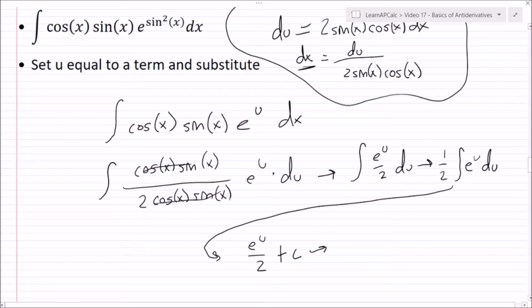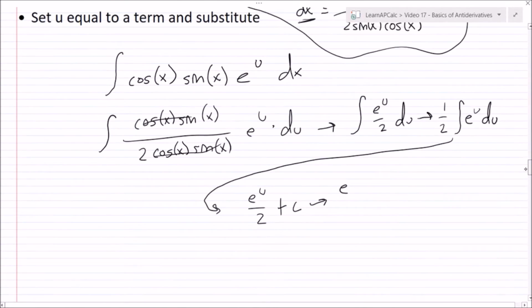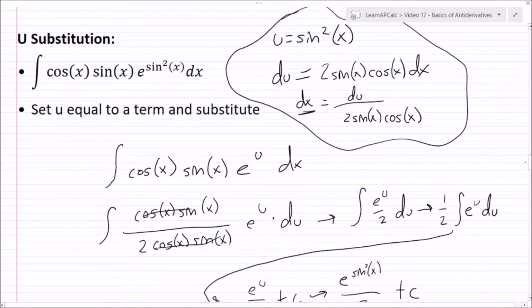And then once you're done, once you've got your answer, you need to substitute backwards. So u equals sine x squared. So e to the sine squared x, over 2 plus c. Okay, so that's how we're doing it. We're sort of setting u equal to one of the terms. We substitute in, and we substitute our dx in for du, and then we do the integral.